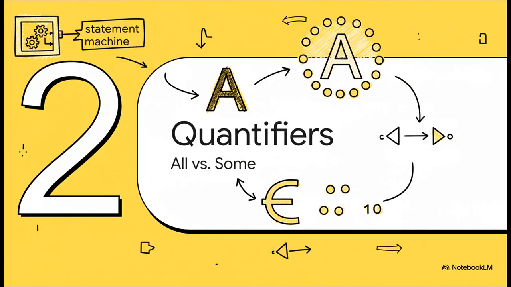Okay, so we've got our statement machine, our predicate. That's only part one of our upgrade. Now we need to answer a really important question. How often is our statement true? Is it true for every possible value we could plug in, or is it just true for some of them? To answer that, we need our second tool, quantifiers.